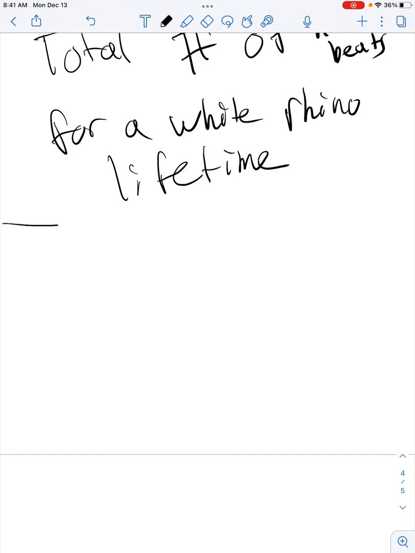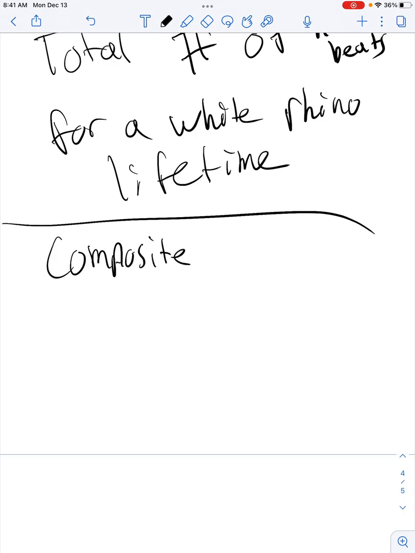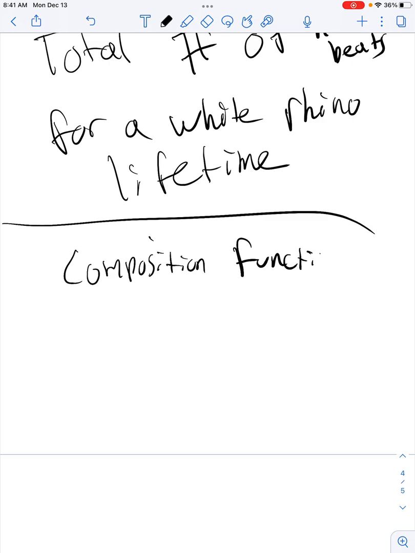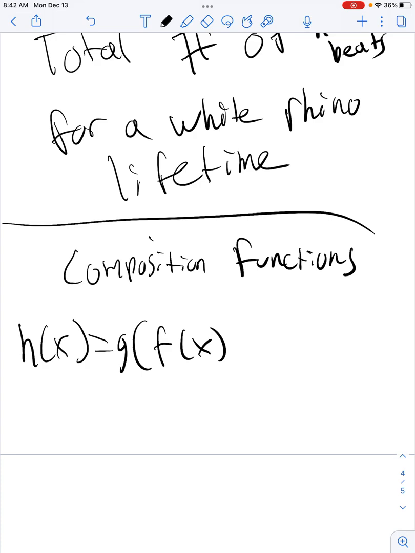I think this can kind of help us. So this is moving into composition functions now. This is the second part of this lesson: composition functions. And so how this works is we are going to take a function of a function. So if I look at this, h of x equals g of f of x.